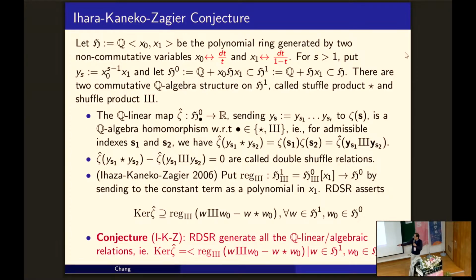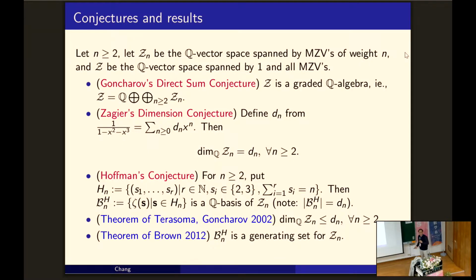And this is the famous conjecture of Ihara, Kaneko, Zagier. They conjecture that all the relations are coming from the regularized double shuffle relations. Namely, the kernel of the map is generated by these elements. So this is the Ihara–Kaneko–Zagier conjecture.